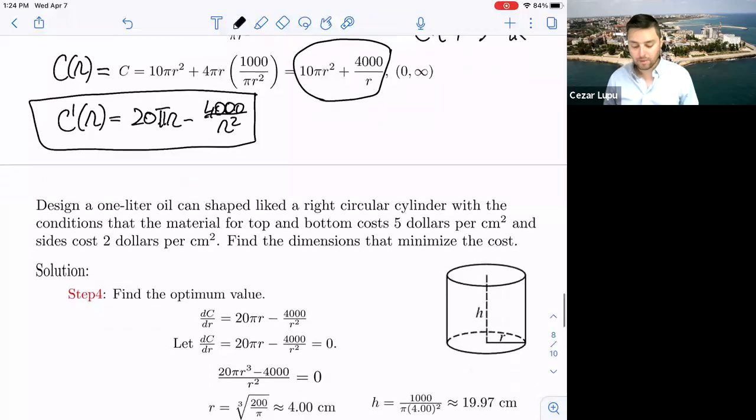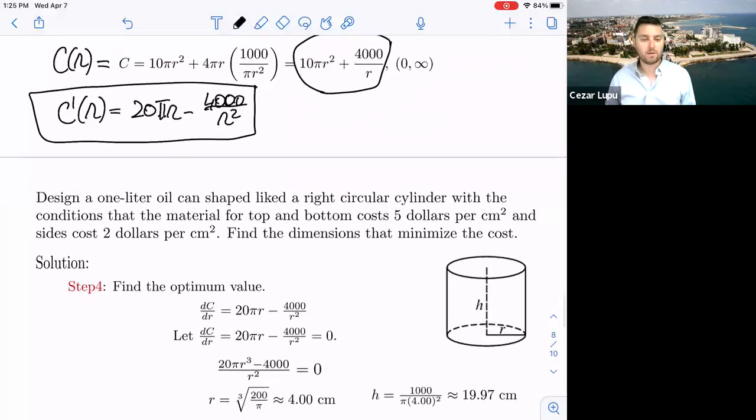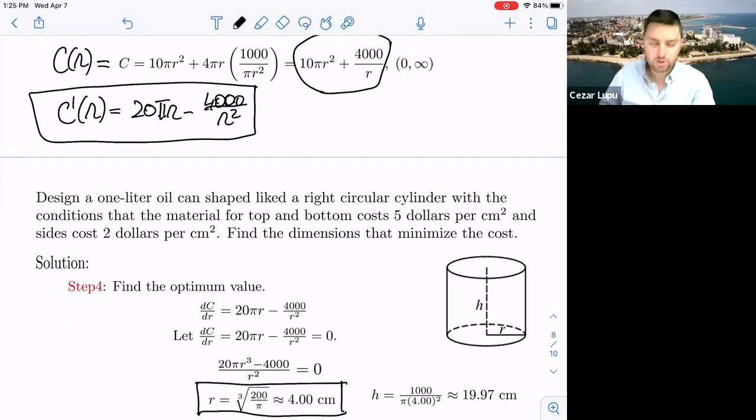All right, great. So this will give us the optimal values. r is the cube root of 200 over pi, which, if you take pi to be 3.14, is approximately 4.00, and then h will give you this value here. These are the critical numbers.